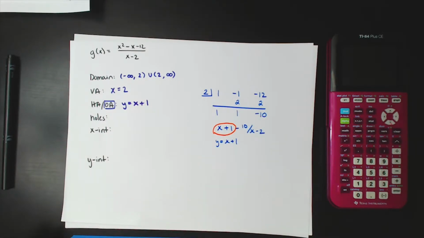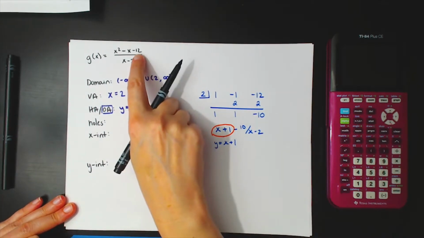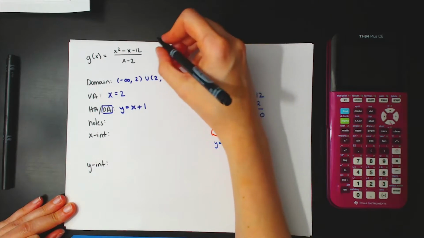As far as holes go for our graph, we're going to see if we have any of the same factors in the numerator and denominator. Since the numerator is not factored, I'm going to go ahead and factor. So I need to multiply to -12 and add to -1.